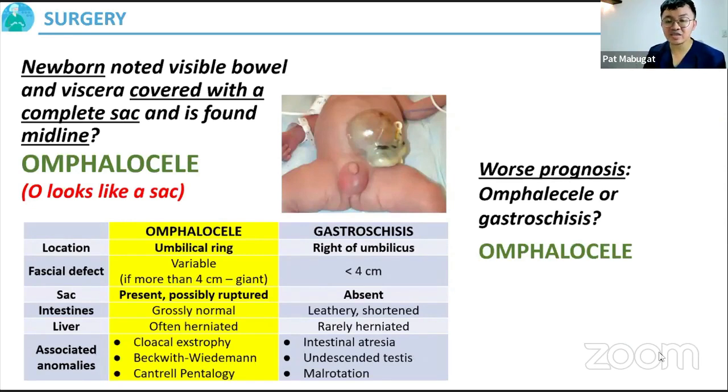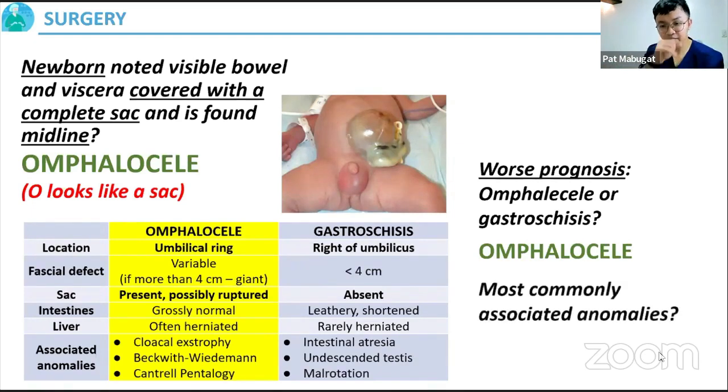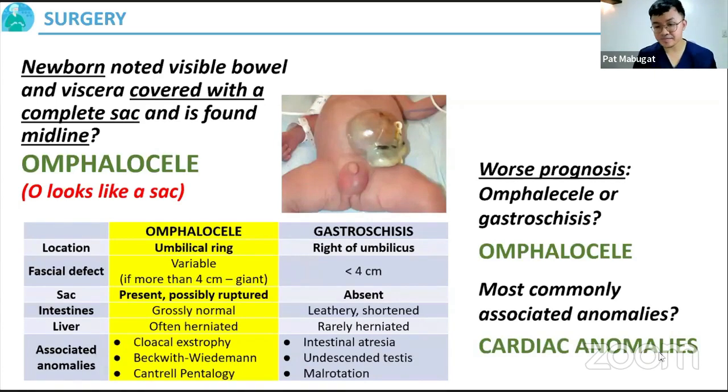Whereas gastroschisis, although it might look very bad because you can see bowels are going out, take note that those bowels outside are already leathery and shortened. They have adapted to the amniotic sac. They have adapted to being outside the abdomen. So it's actually very tough. When you put them inside, the patients usually go back to normal, as compared to omphaloceles, which usually have other defects. Most common of which are your cardiac anomalies.